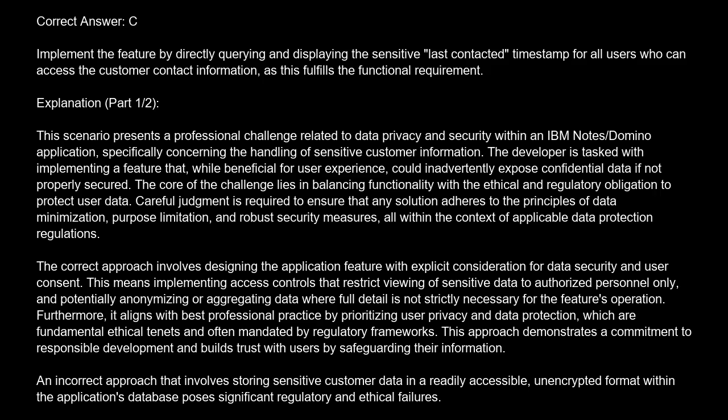The correct approach involves designing the application feature with explicit consideration for data security and user consent. This means implementing access controls that restrict viewing of sensitive data to authorized personnel only, and potentially anonymizing or aggregating data where full detail is not strictly necessary for the feature's operation. Furthermore, it aligns with best professional practice by prioritizing user privacy and data protection, which are fundamental ethical tenets and often mandated by regulatory frameworks. This approach demonstrates a commitment to responsible development and builds trust with users by safeguarding their information.